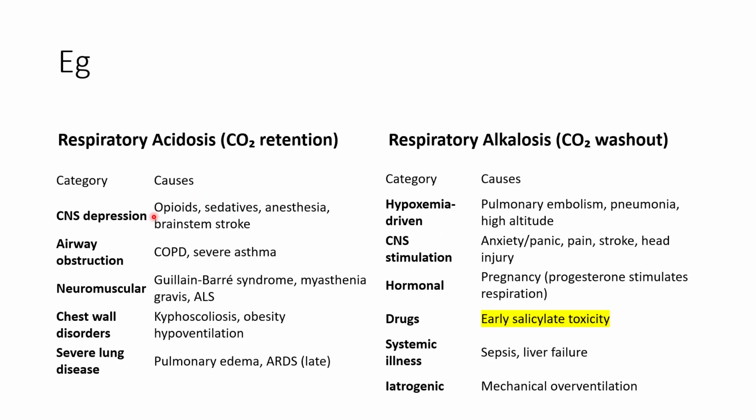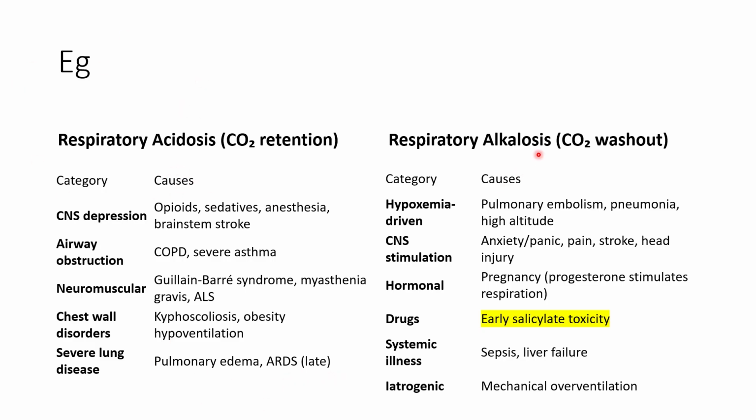Now these are just some examples. When do you have a respiratory acidosis? When you have CO2 retention, like CNS depression due to opioids or sedatives, airway obstruction in COPD, severe asthma, neuromuscular issues like GBS and myasthenia, chest wall anatomical disorders like kyphoscoliosis, severe lung disease, late ARDS and pulmonary edema. However, early ARDS leads to increased respiratory rate and tachypnea, so it leads to CO2 washout.